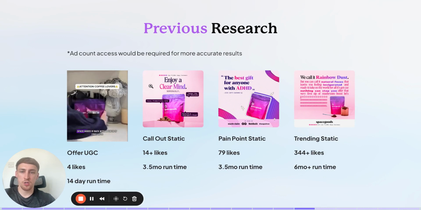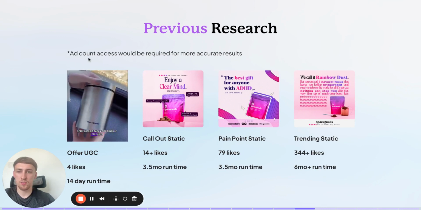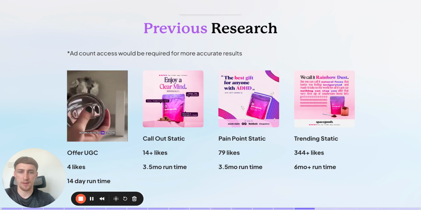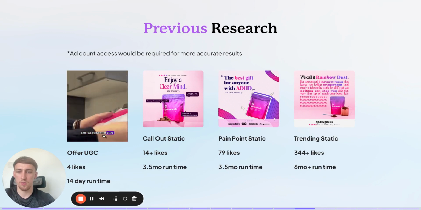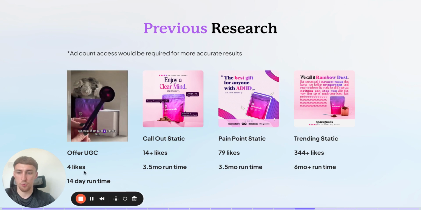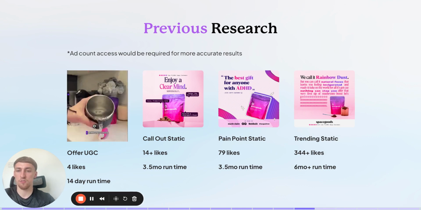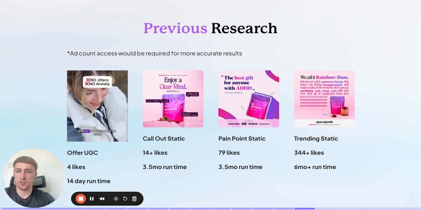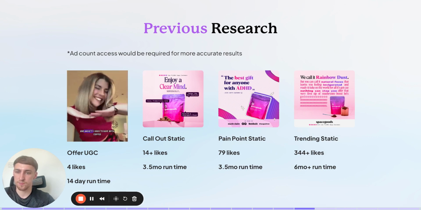So previous research, I looked into your ads, and obviously ad account access would be required for more accurate results. But based on what we could find, we saw this offer UGC only got 4 likes, around for 14 days, so it can't have been too effective. So an offer UGC angle is probably what we would avoid.